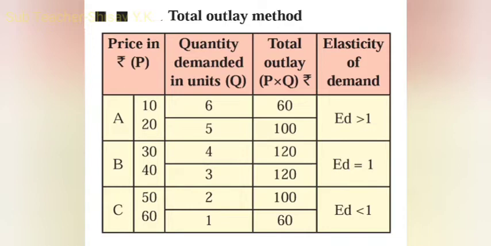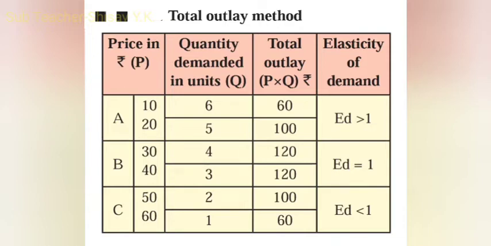When price rises to 20, quantity demanded falls to 5 units. The total expenditure incurred is 100 rupees. In this case, total outlay is greater than original expenditure. Hence, in this example, elasticity of demand is greater than 1. So ED greater than 1, that is a relatively elastic demand. Then second example B, original price is rupees 30 per unit and quantity demanded is 4 units.